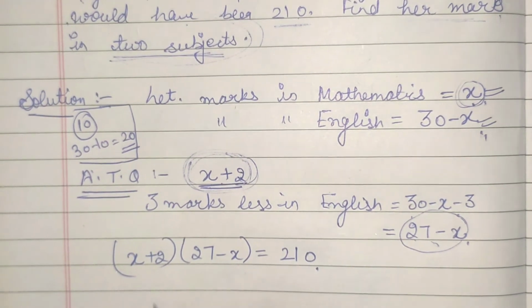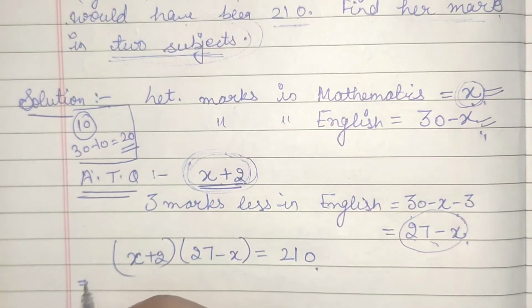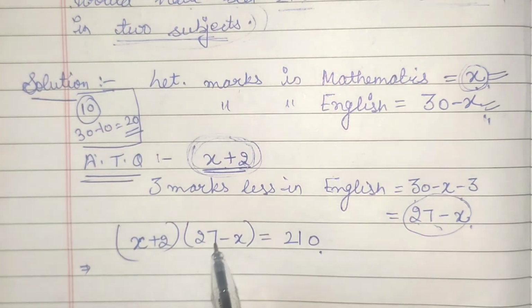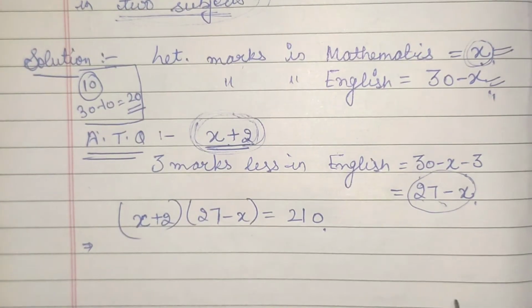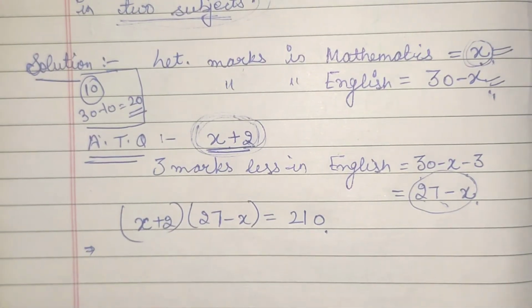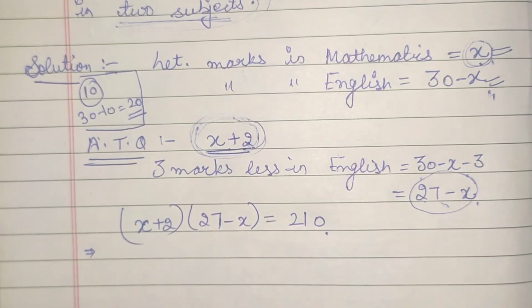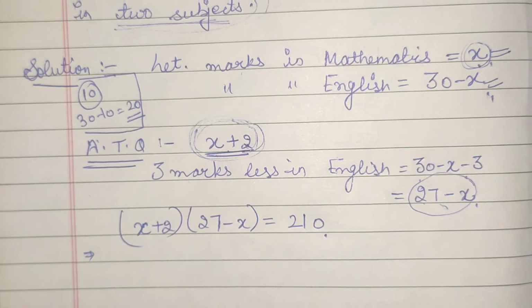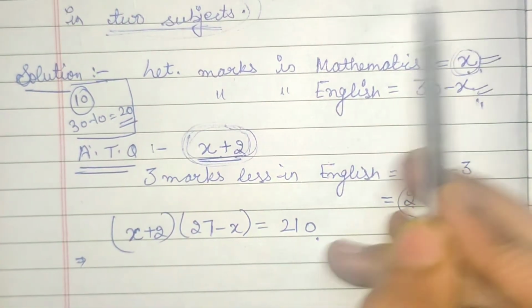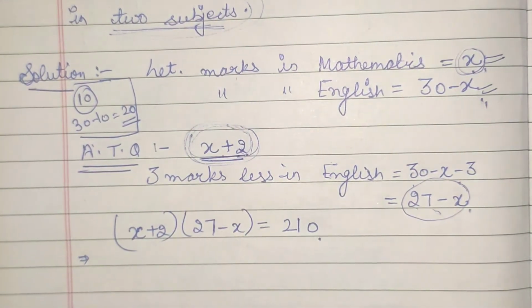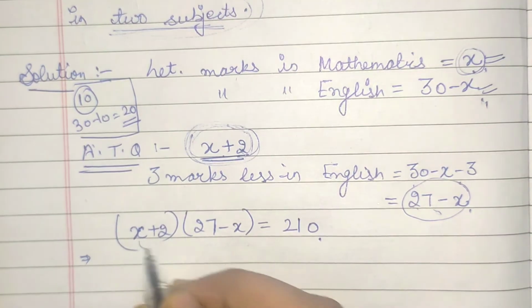Okay, so now you can simplify your equation. You will get a quadratic and solve that quadratic equation by using any method, either factorization, completing the square or quadratic formula. You will get 2 values, and those 2 values will be your marks in the 2 subjects. Okay, so let us simplify it first.